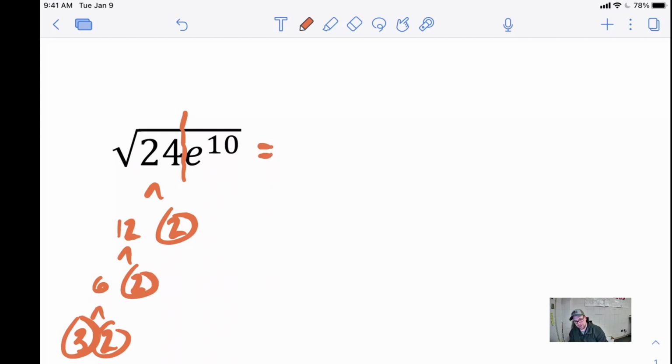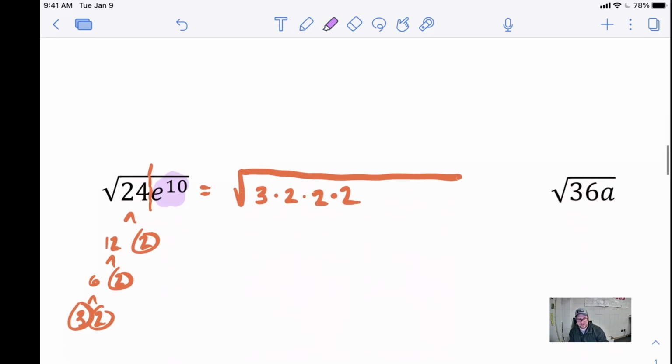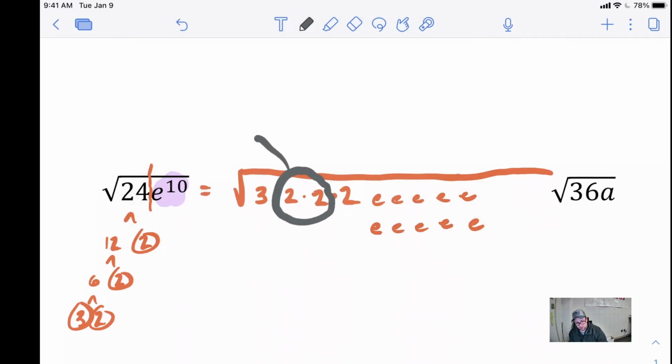So when I rewrite this, I'm going to have the square root of 3 times 2 times 2 times 2. Now, I had 10 E's on the inside. So I need to just come over here and write E, E, E, E, E. That's 5 of them. Now, remember, this is when we do our 2-for-1 special. 2 of the same thing means you can pull one of those to the outside.